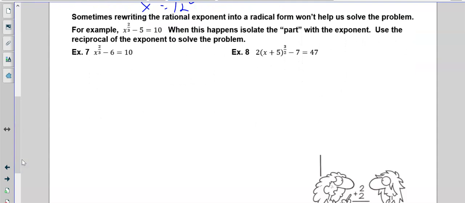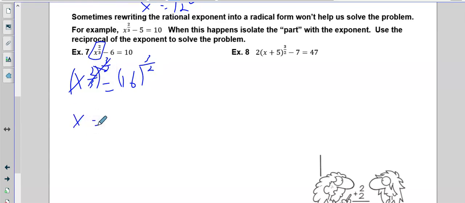And here we go. Sometimes rewriting the rational exponent into radical form won't help us solve the problem. Okay, like x to the 2/3 minus 5. When this happens, we isolate the part with the exponent and then use the reciprocal. So I just kind of hinted that. 1/2 to the second power, 2 undoes the 1/2. Same thing here. So we're going to get it by itself, again, like we've been doing, adding 6. But now, we're going to take this power to a power of the reciprocal. Those cancel, leaving me just this.